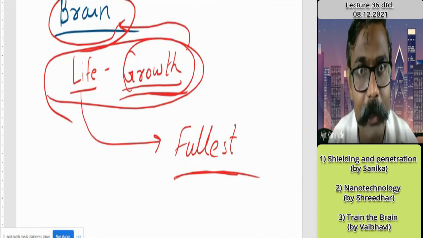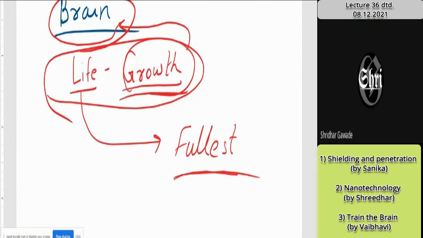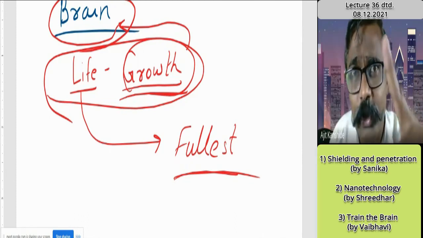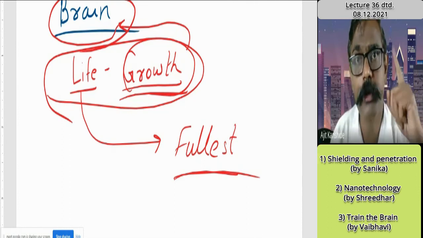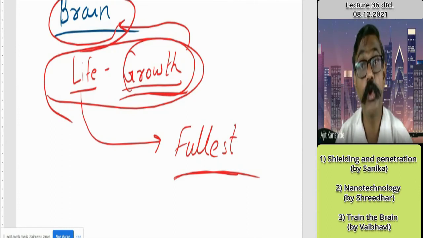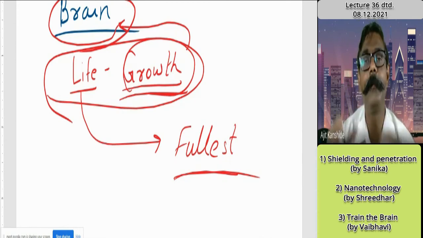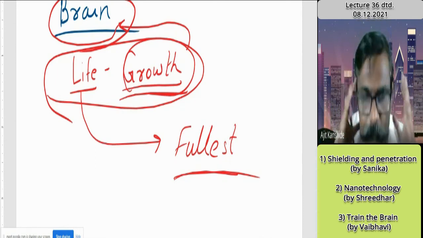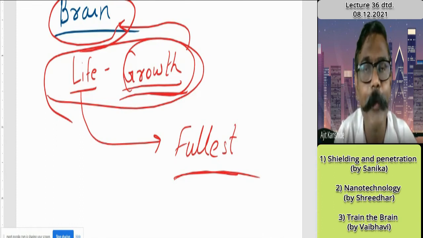Are you understanding what I'm saying? Yes, sir. Why do you learn to talk? Because that's a growth. Why do you learn to walk? Because that's a growth. So growth is a life. So if we want to grow properly, then proper use of the brain is important. It's mainly related to the brain.